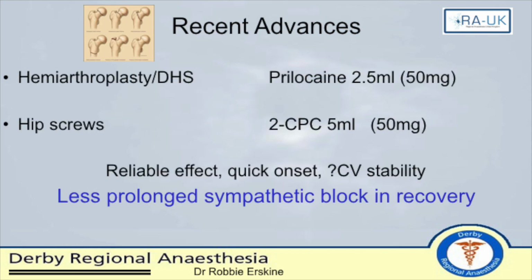So recent advances, well, hemiarthroplasty, dynamic hip screw. I'm using Prilocaine for most of these patients now. Very effective. It's a quick onset. I would say it's cardiovascularly more stable. Hip screws, 2 chloroprocaine. And remember, they get a less prolonged sympathetic block in recovery. And this can be really handy when you are not with the patient in recovery and they need their blood pressure managed. I think these patients really benefit from that.